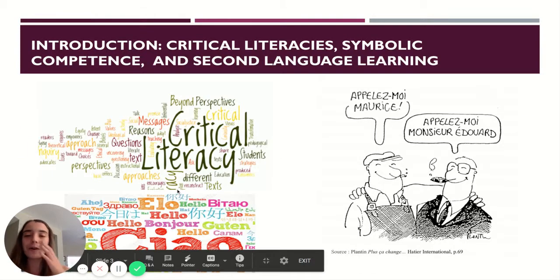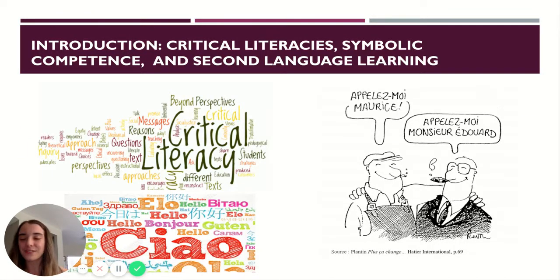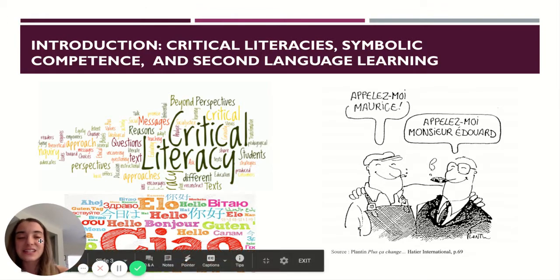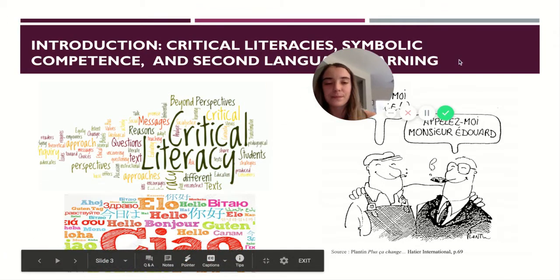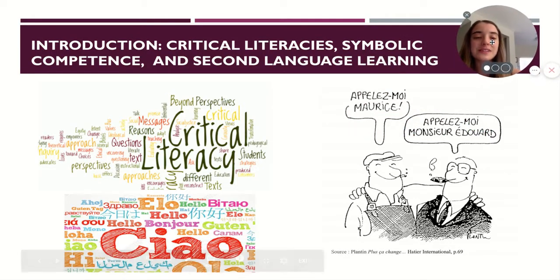Okay, given the fact that this presentation is about symbolic competence and critical literacies, and that the occasion here is the L2DL conference, I thought an apt way to give an introduction here would be to start with some images that I think really represent and explain the concepts of critical literacy, symbolic competence, and their relationship to second language learning.